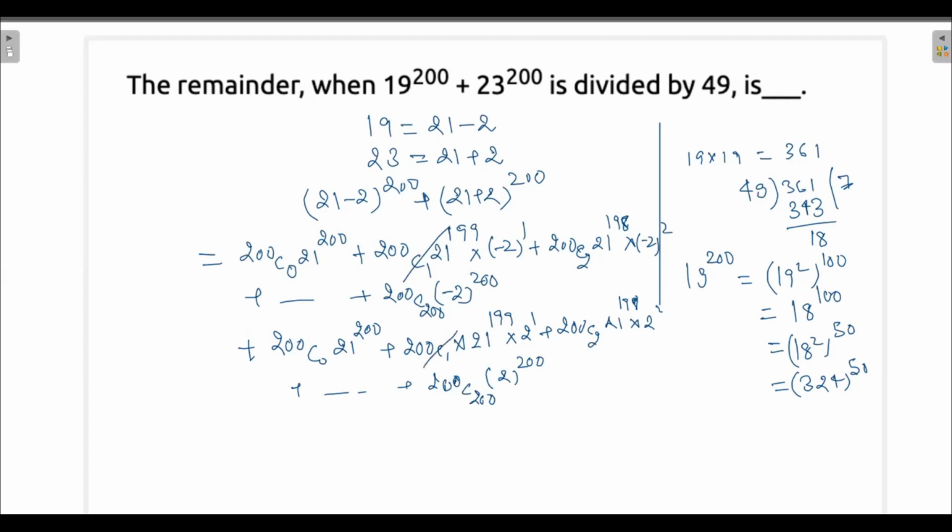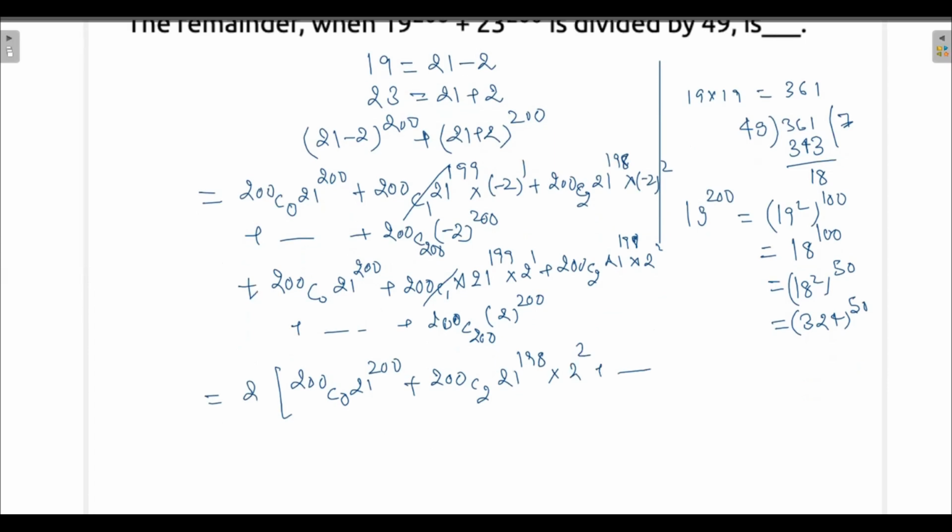So what I get is 2 times 200C0, 21 to the power 200, and then I get 200C2, 21 raised to the power 198 into, now minus 2 square will be plus 2 square itself, so 2 square, and then I keep going, and then what I get in the end is 200C200, 2 raised to the power 200.